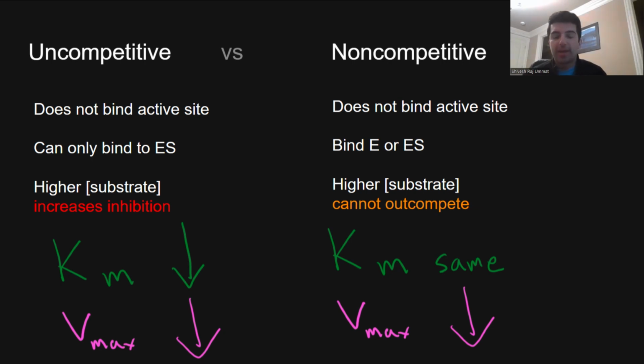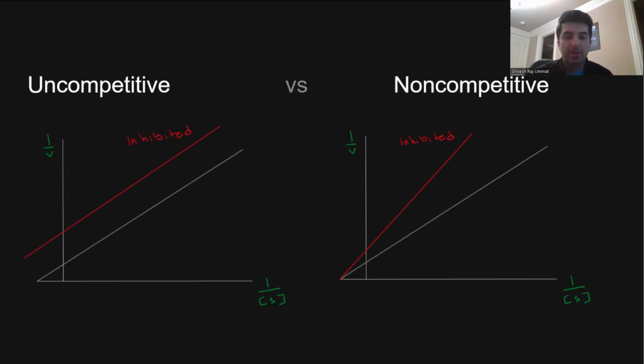But for the non-competitive, increasing the substrate concentration won't have too much of an effect on this type of inhibition. So the Km stays the same, but the Vmax is going to decrease. And these are how the graphs change. For the uncompetitive, the slope is the same because it's proportionally changed. And for the non-competitive, we have the same x-axis intercept on the left side because the Km is still the same.